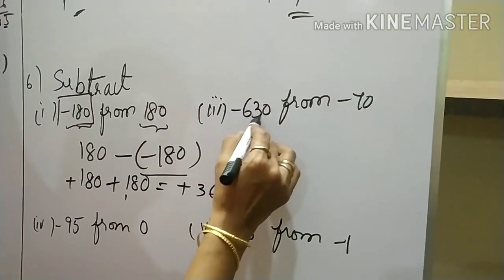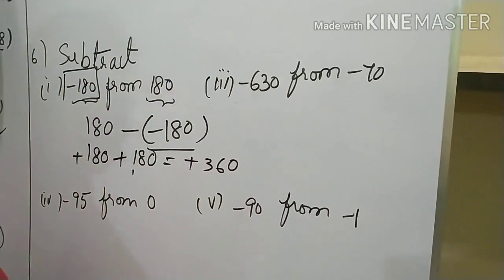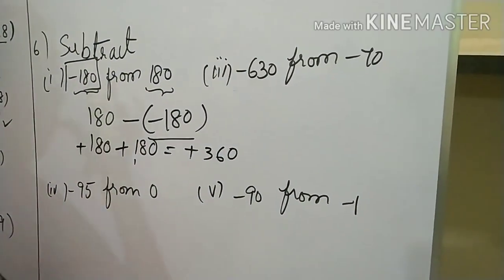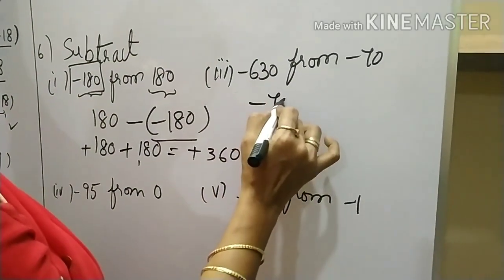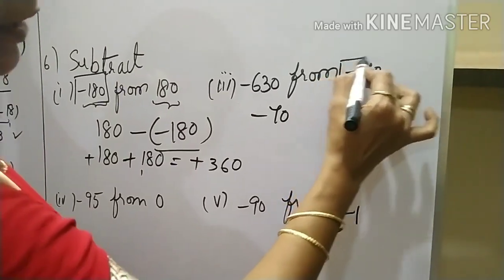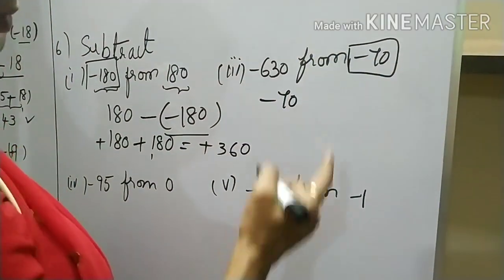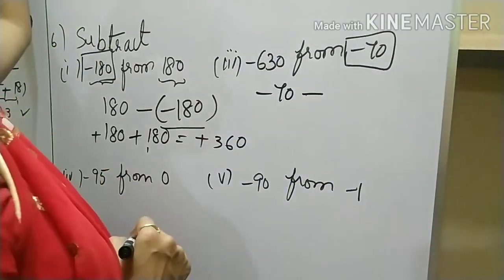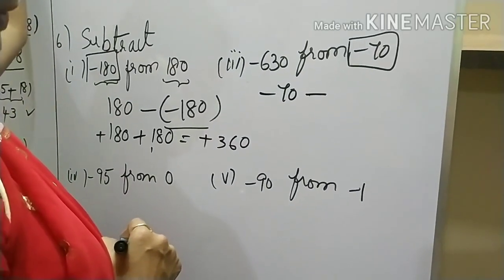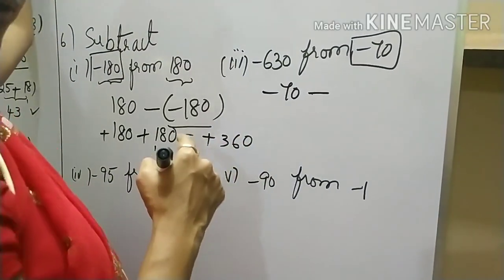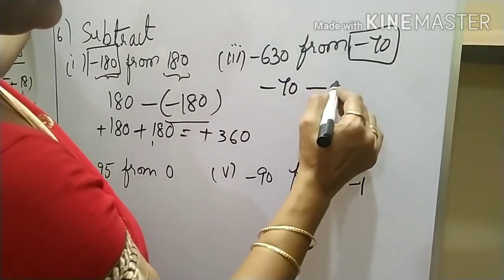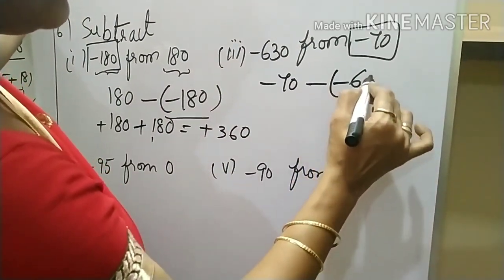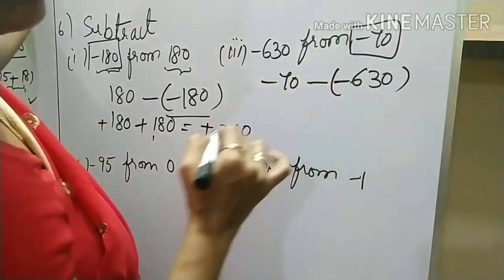Minus 630 from minus 70. From the second number means first we have to write the second number. What is the second number here? Minus 70. From this you have to subtract, so I am putting minus. What is the number that we have to subtract here? Minus 630. Clearly you have to write.